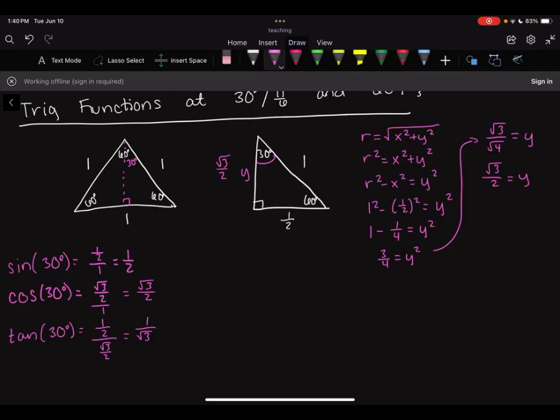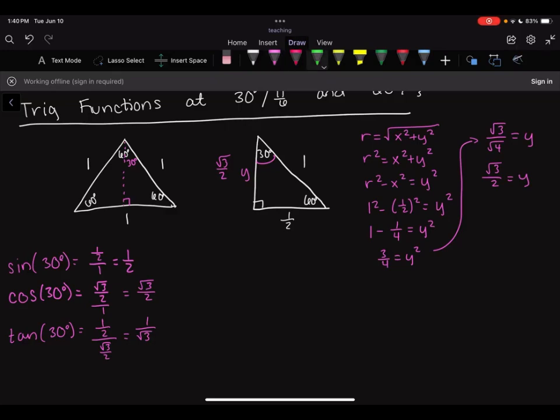I can write all the other ones in here as well, or we can just know that if we run into, say, cosecant or secant or something like that, I can just flip sine, cosine, or tangent. So I'm actually not going to write all of them out. I do want you to remember that 30 degrees is the same thing as pi over 6, though. And then let's go ahead and do the 60-degree one.